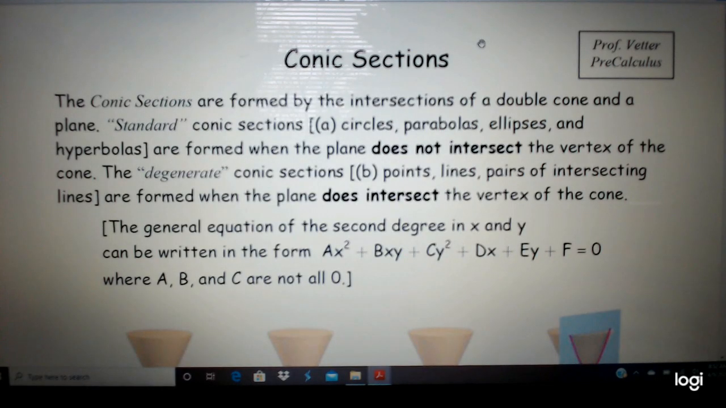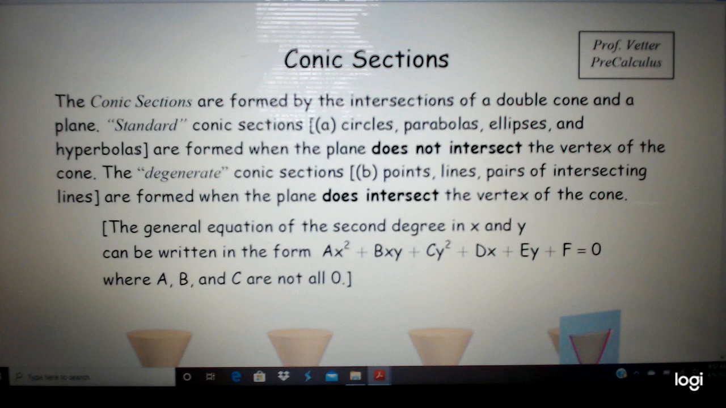Okay, welcome to Chapter 11, Section 1, which is on conic sections. Let's just talk about it briefly, and then I'm going to go into parabolas. Conic sections are formed by the intersection of a double cone and a plane. Standard conic sections are circles, parabolas, ellipses, and hyperbolas.